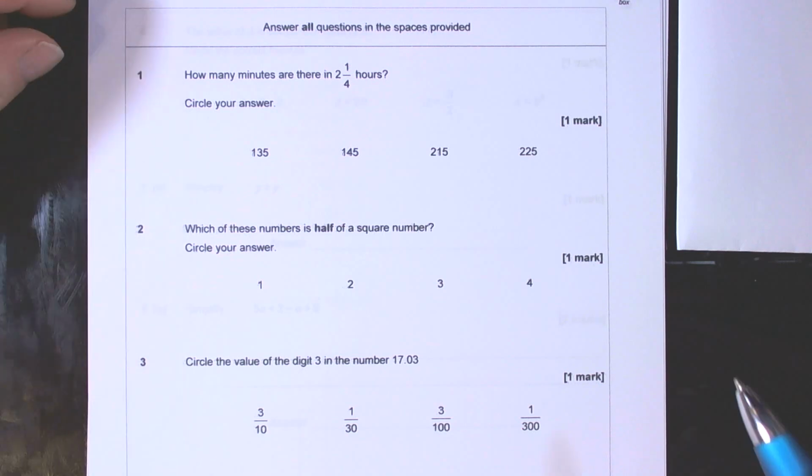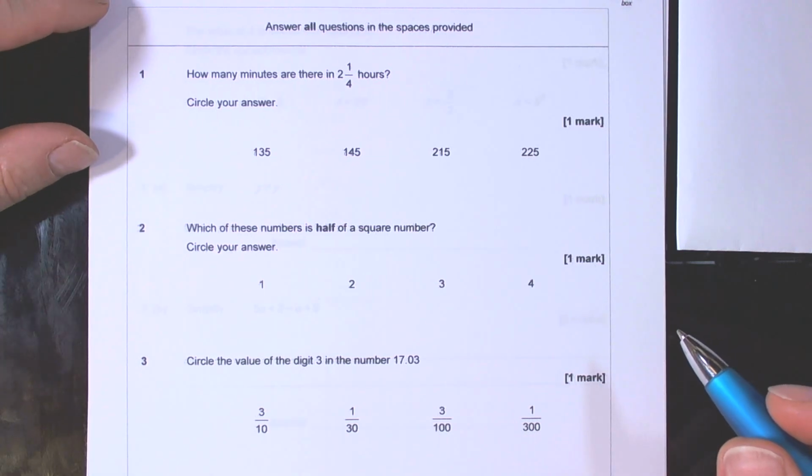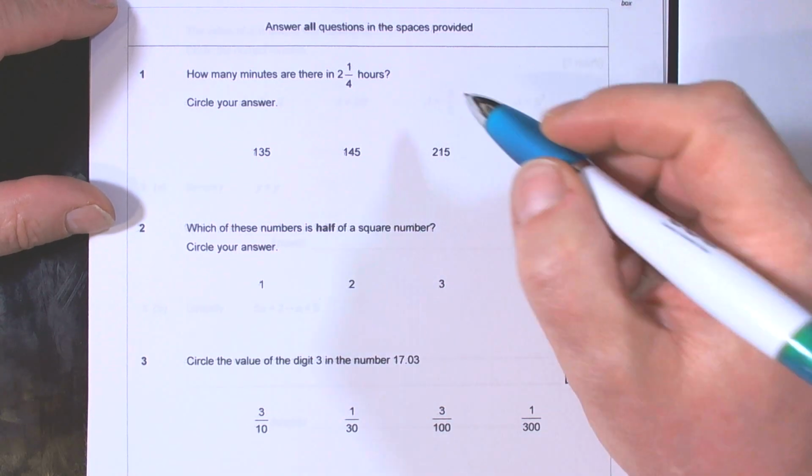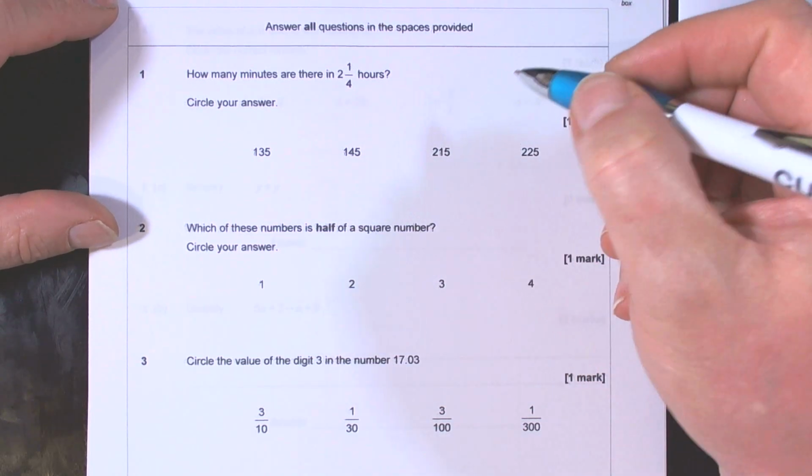So this is the AQA November 2017 paper 2F full run through. Stop the video to check any of the questions before you do them, and then just scroll across the video to see the answers or listen to the explanations. Hopefully useful to you. Okay, so the first question: how many minutes are there in 2¼ hours?